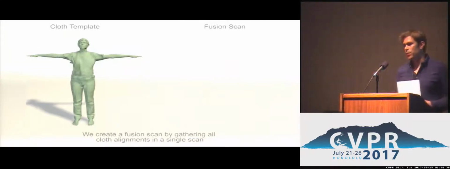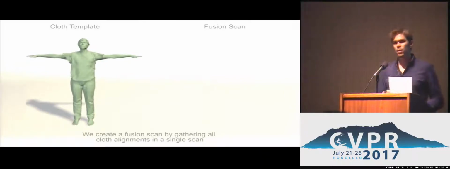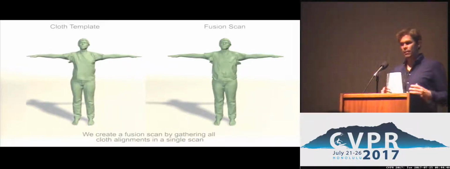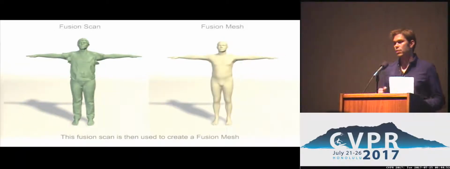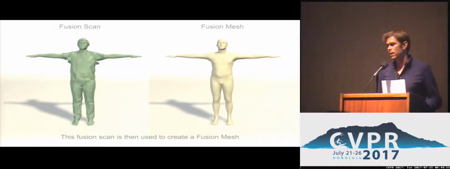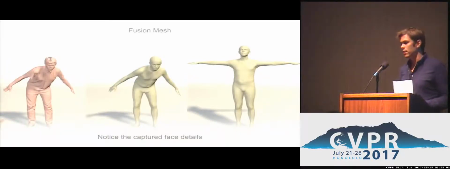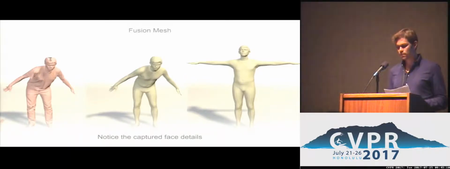Our idea is to fuse all these cloth templates into a single scan that we call the fusion scan, and this scan contains all the temporal constraints of every frame. We simply optimize a single shape, with the same objective function as before, that should lie inside of the cloth templates and should remain close to the skin parts. We call the solution the fusion mesh. Then finally, for every frame, we optimize again using the same objective function. We refine the shape and pose, and we use the fusion mesh to regularize the optimization process.